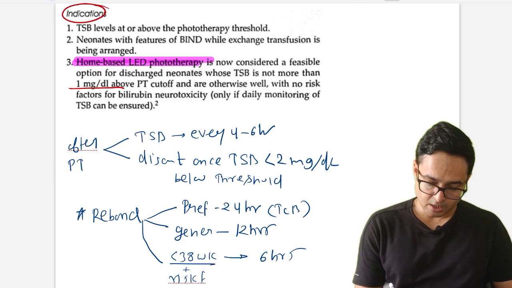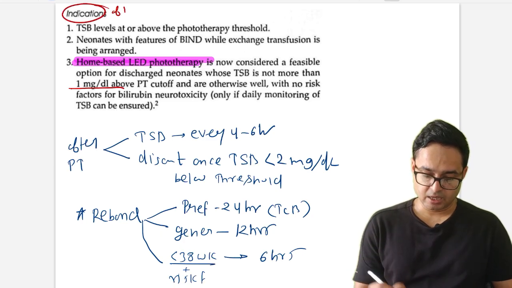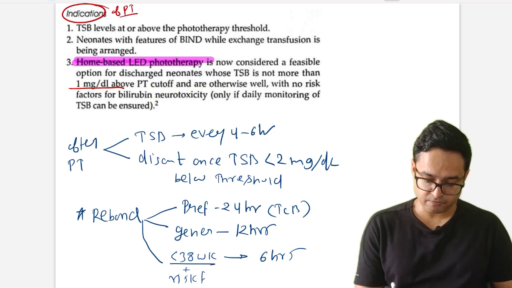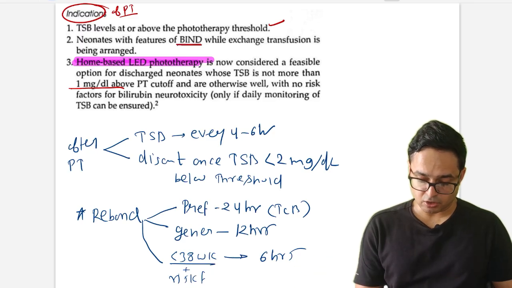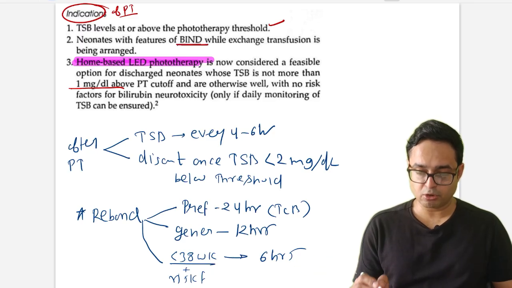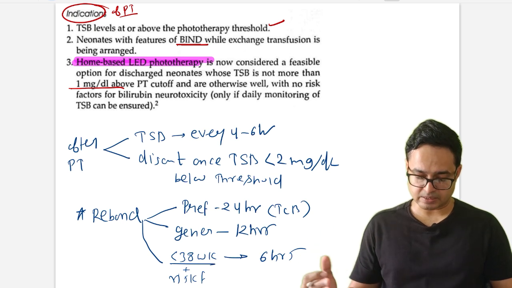Okay, so what are the indications of phototherapy? We know TSB level above the phototherapy threshold. Yes, obviously we will give. Neonatal features of bilirubin-induced neurological dysfunction. We will discuss this disorder in detail after some time.